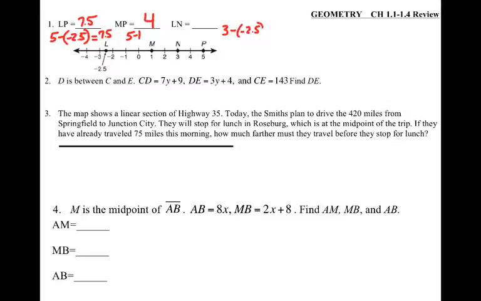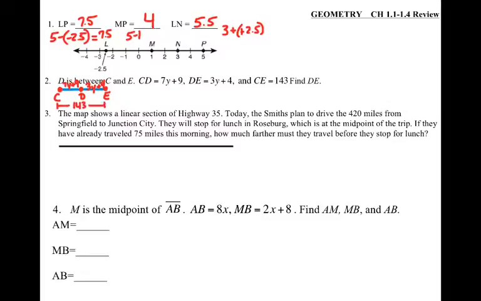MP is going to be 4 because you're going to say 5 minus 1. And then LN is 3 minus a negative 2.5, so that's really 3 plus 2.5, so you get 5.5. On number 2, D is between C and E. So if it says between, that's on a segment. That's not an angle.